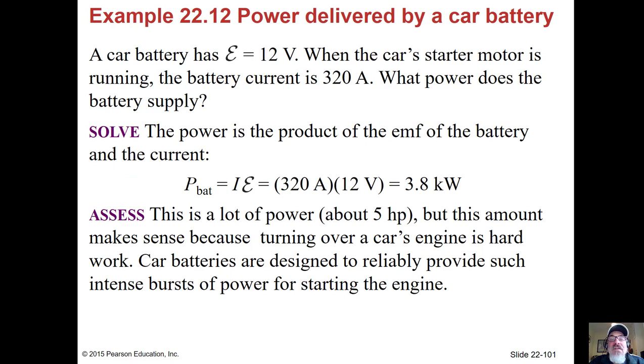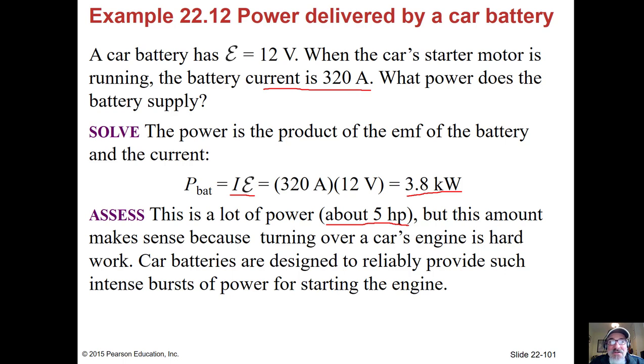Here's an example. Car battery, 12 volts. When the car's starter motor is running, the battery current is 320 amps. That's a whole bunch of amps. What power does the battery supply? So from the formula, it's I times squiggly E. So 320 times 12, 3.8 kilowatts. It's a lot of power. 320 amps is a whole bunch of current too. A lot of power, about 5 horsepower, but really it's turning over your engine, so you have to have something that can supply that amount of power.